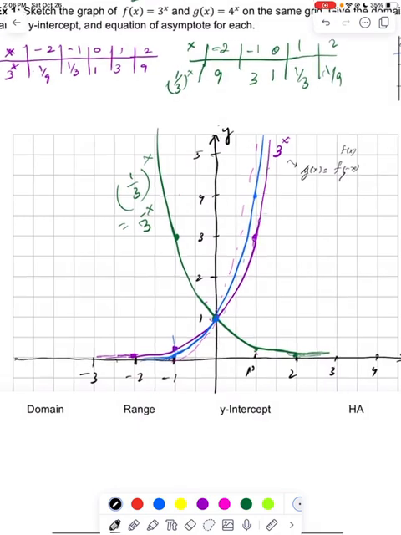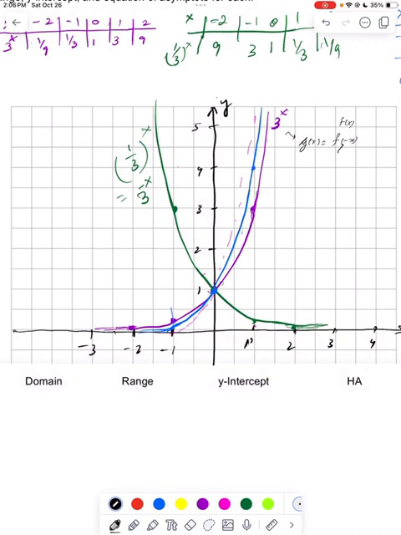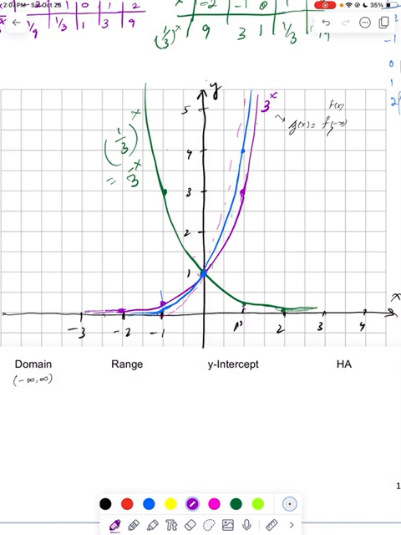Now let's look at the domain, range, y-intercept and the HA. In all of these functions, which we call the basic exponential functions, the domain will always be negative infinity to infinity. The range for the basic functions will always be 0 to infinity, which also tells us there is a horizontal asymptote, which is the x-axis. So the HA will always be y equals 0, and the y-intercept will always be (0, 1).